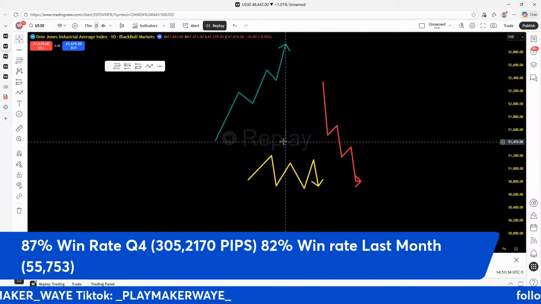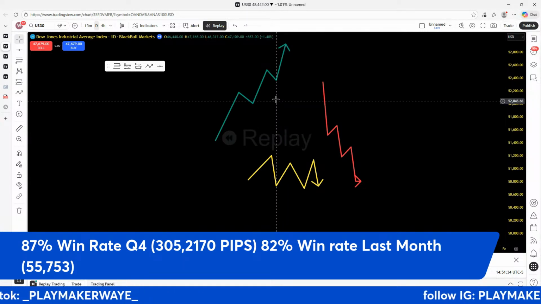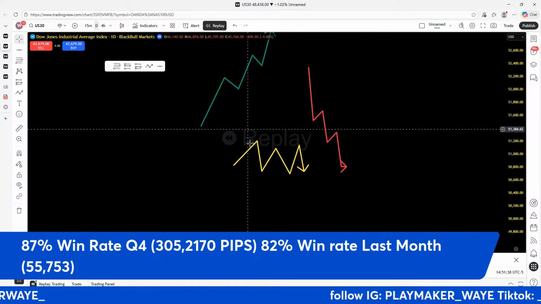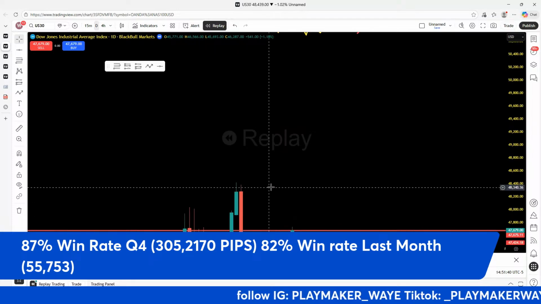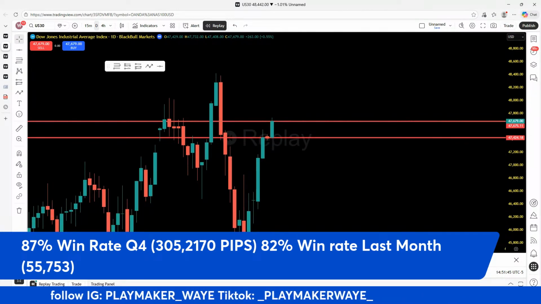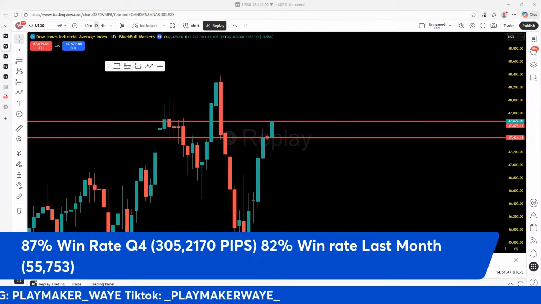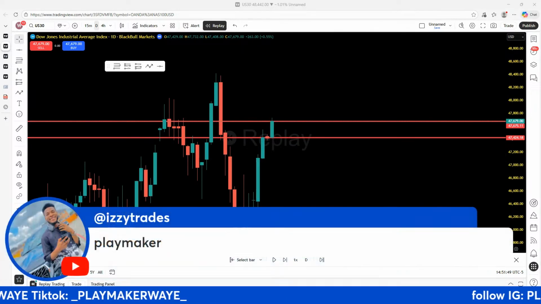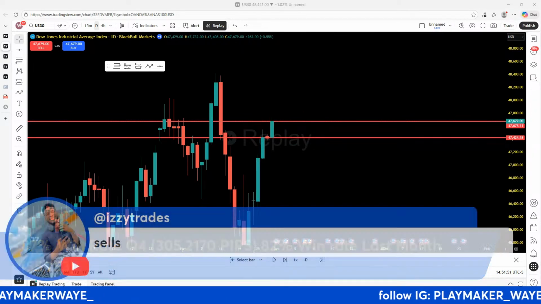The first thing I always tell y'all to do is identify what cycle we are in. So looking at these cycles, let me know in the chat and in the comments. Which one do you see right here? Uptrend or downtrend? Let me know in the chat. What do y'all see right here? Uptrend or downtrend? What's going on, Izzy?